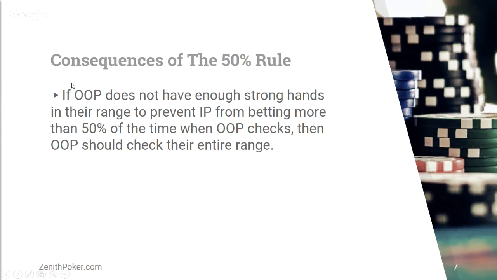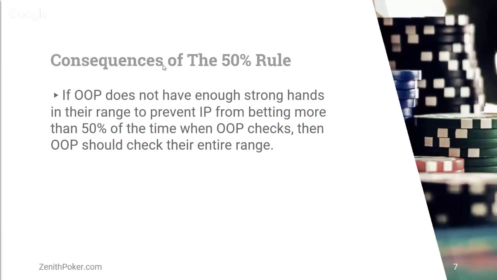All right. Often the out-of-position player just won't have very many strong hands. Say, for example, going from pre-flop to the flop, and the in-position player is the pre-flop aggressor. Then the out-of-position player will have raised all their strong hands on the previous street, pre-flop, and so they don't have enough strong hands on this particular flop to prevent the in-position player from betting more than half the time.